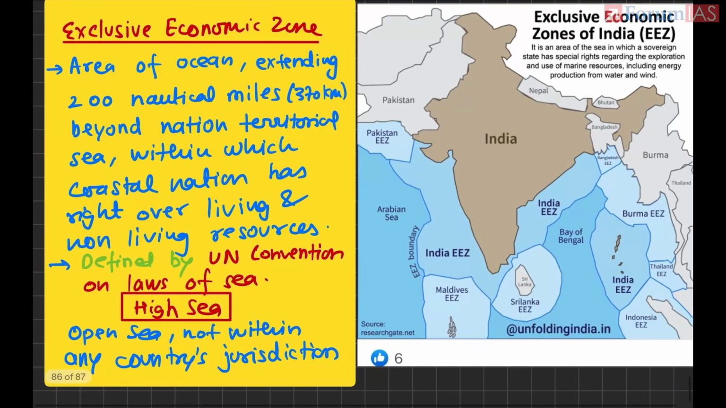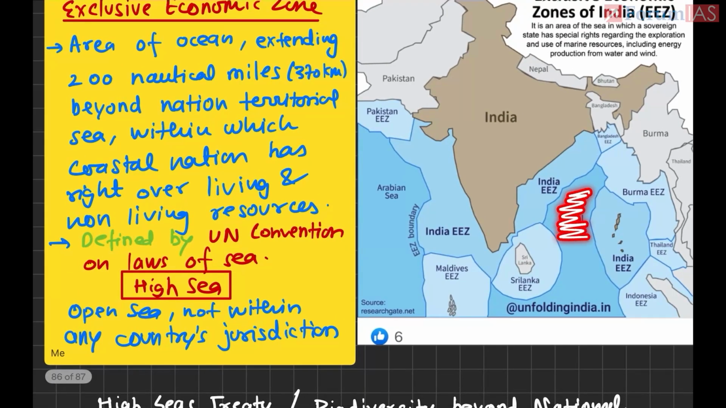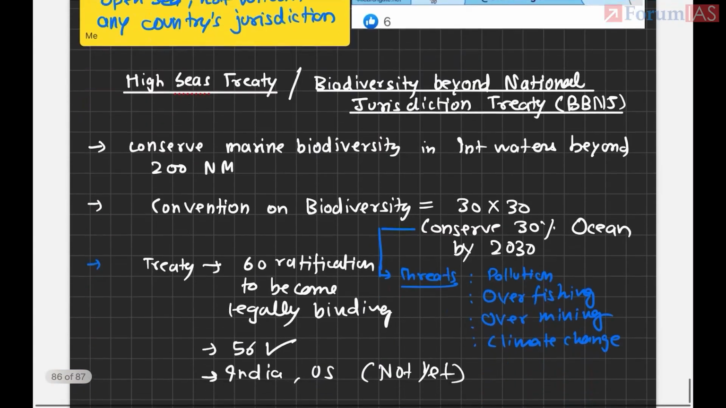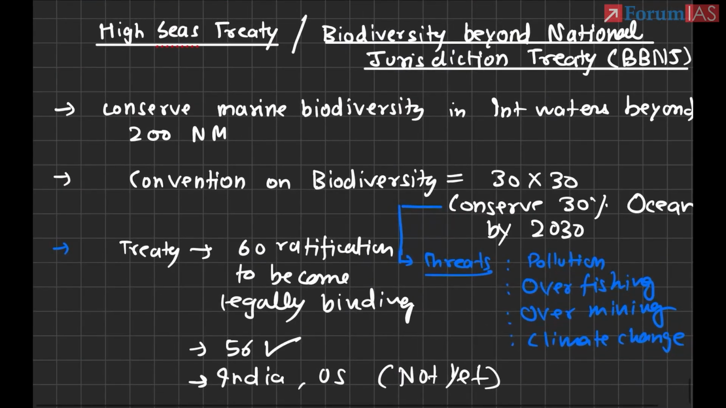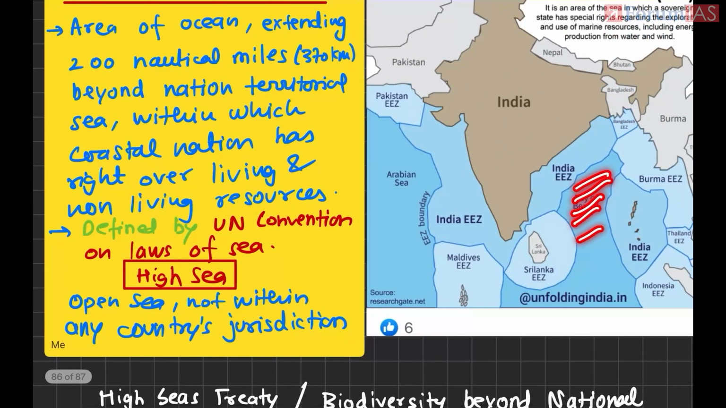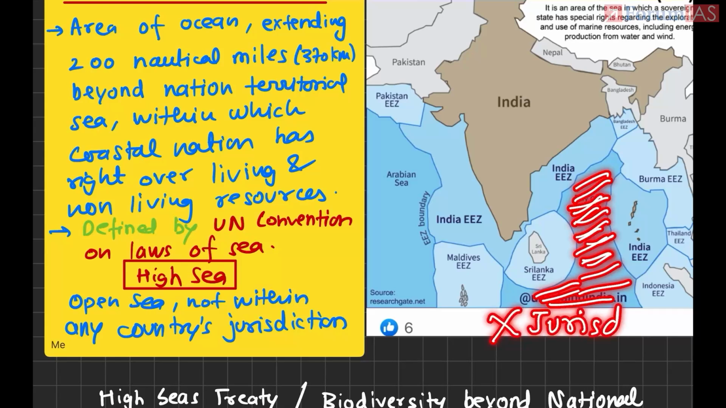Then what is the meaning of high sea? High sea is where no country has any jurisdiction. It is an open sea where no country has any jurisdiction. Now let us try to figure out what this treaty is all about. This High Seas Treaty is about conserving biodiversity in this area or all such areas where there is no jurisdiction of any country, which is open sea.